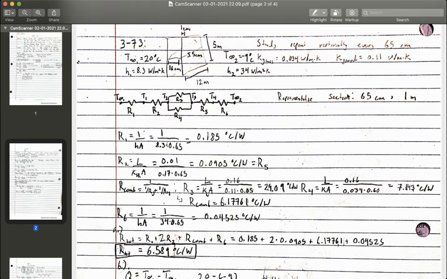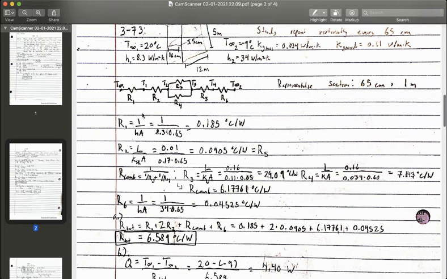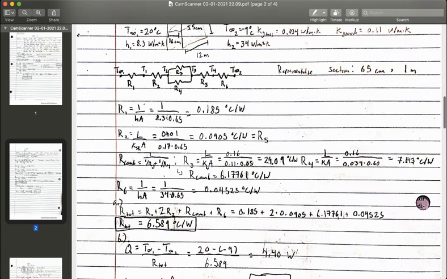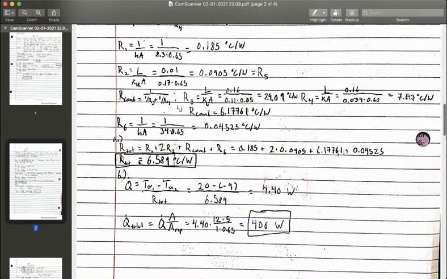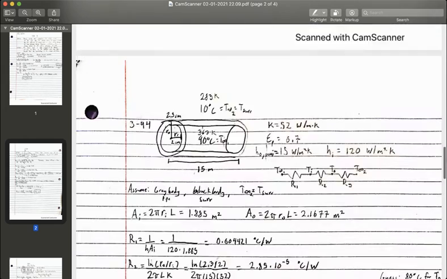representative section here. And so just as we have in the past, we're going to go through and solve for all of our resistances. The only difference is that this time we have a couple of resistances in parallel, the wood and the fiberglass. So to find the overall resistance of those, we use this equation for resistances in parallel to get the overall resistance. And then the rest of it is pretty much the same. We're going to add all of the resistances up to get our total resistance here, and then use that to get the total heat transfer, which is about 406 watts.